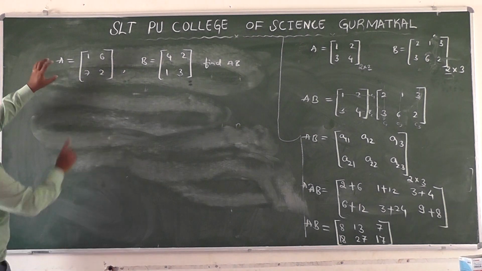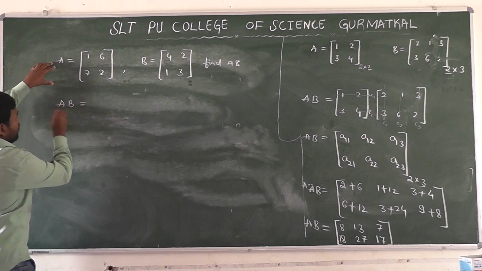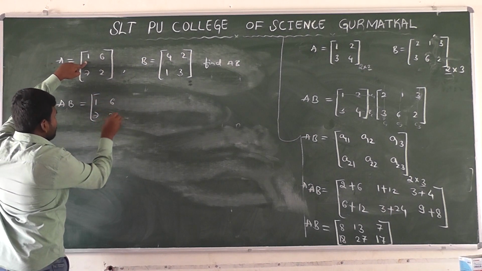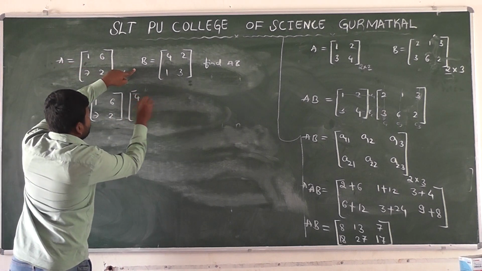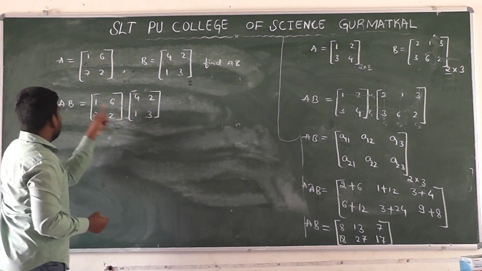How to find out? Matrix multiplication. How to multiply the two matrices A and B. What is the A matrix here? 1 6 7 10. What is the B matrix here? 4 2 1. Right? In between, what is the sign here? Multiplication.